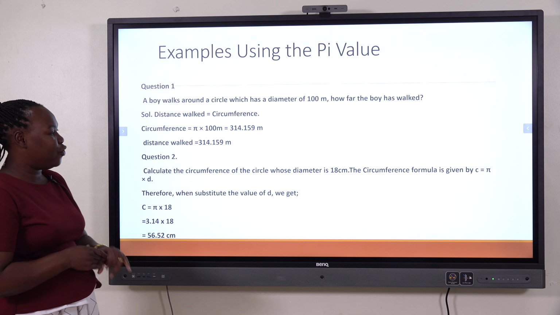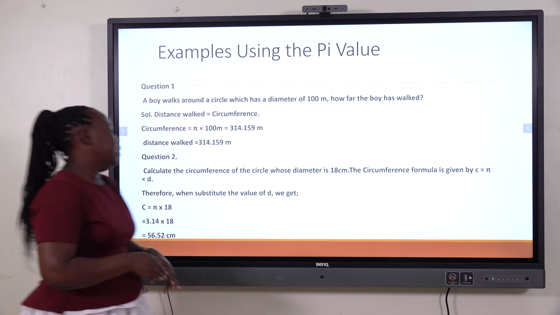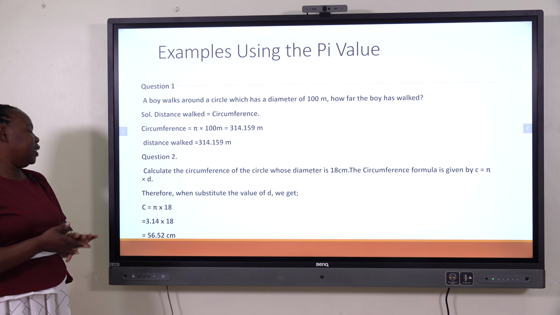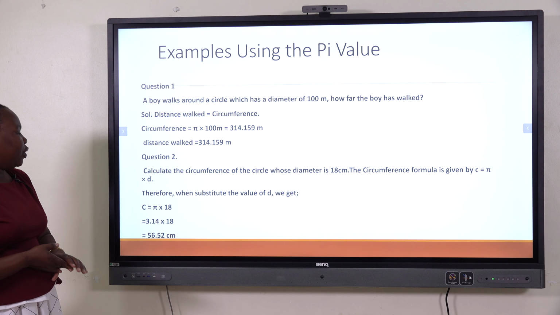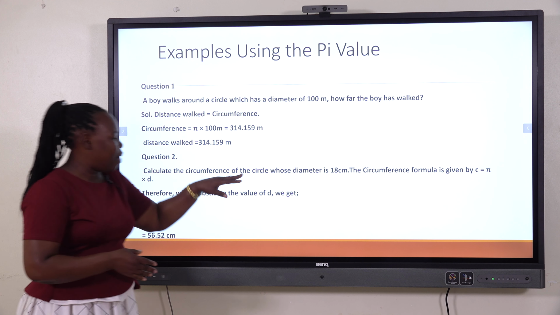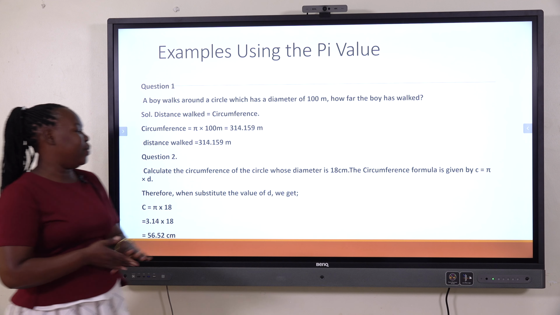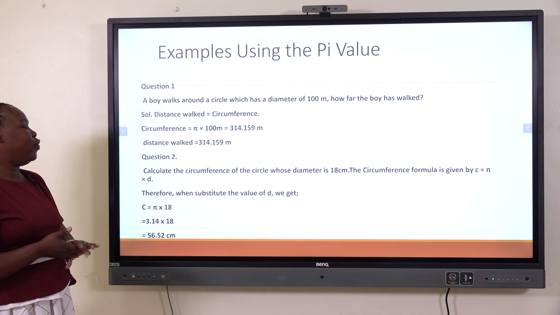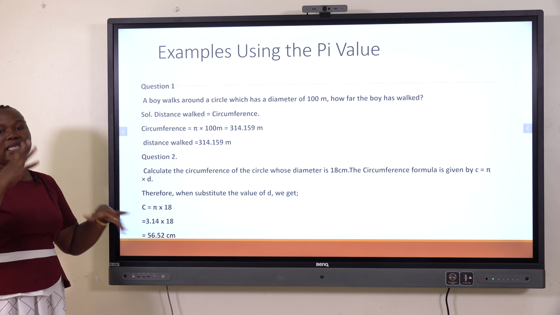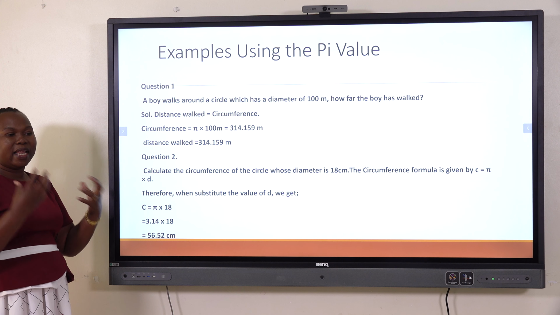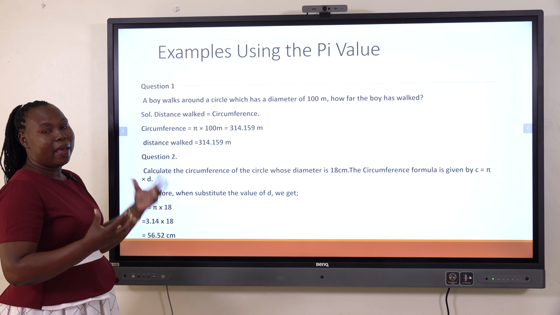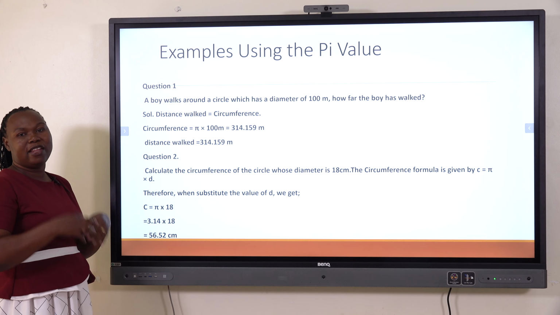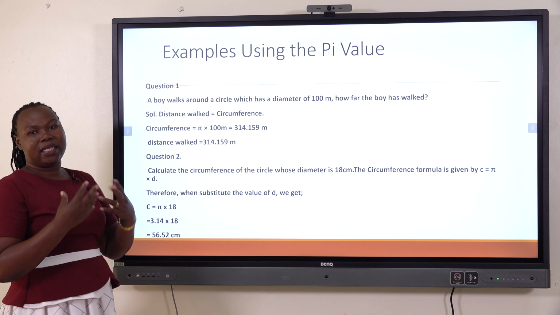The second question was: calculate the circumference of a circle whose diameter is 18 centimeters. The circumference formula is given by circumference is pi times d. Since we have been given the diameter, we are still calculating the circumference. It's just the same as the example. You find the circumference by applying the formula πd. You multiply the value of pi times the diameter.